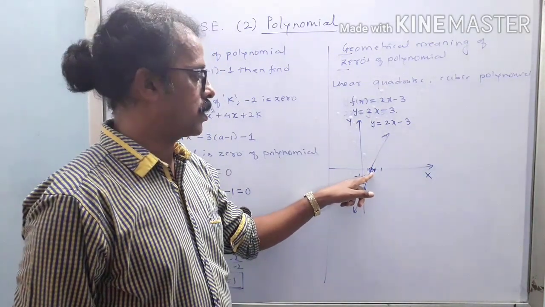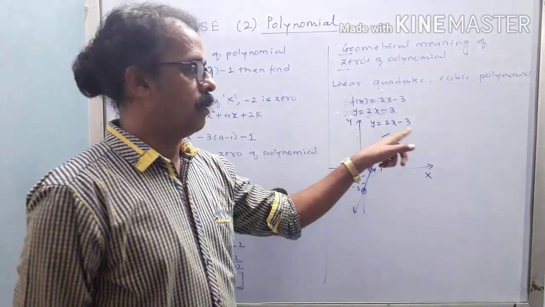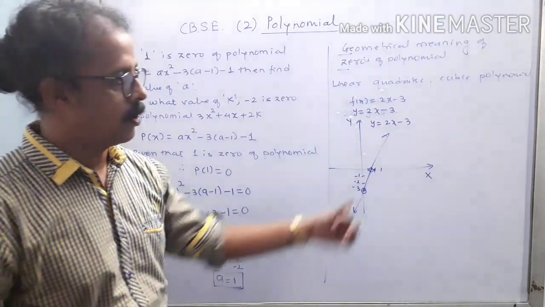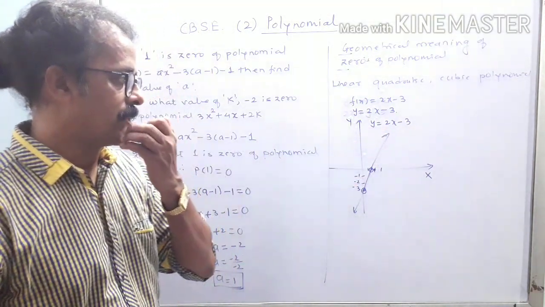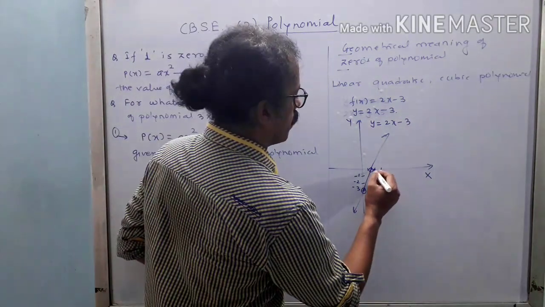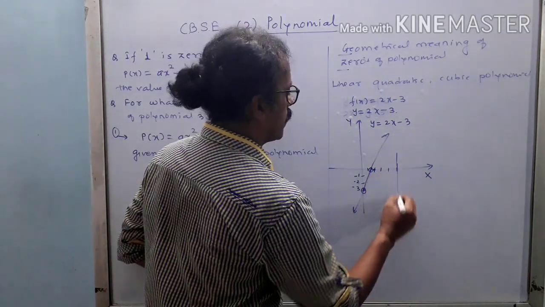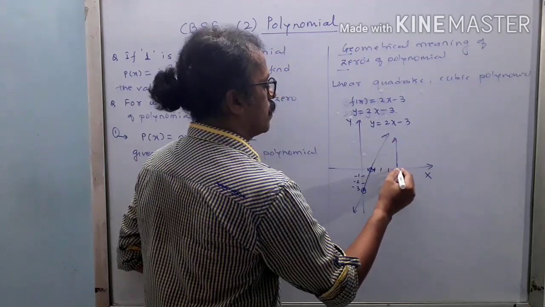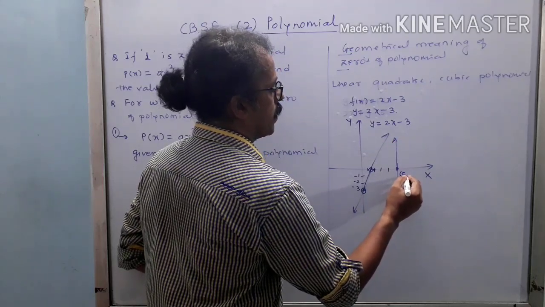So if I substitute x is equal to 1.5 in the expression, y will become 0. Right? So we can say that it is a zero of the polynomial. Suppose I mark 1, 2, 3, 4, 5. Suppose I draw a line here like this. Okay. So here the point will become 5, 0.